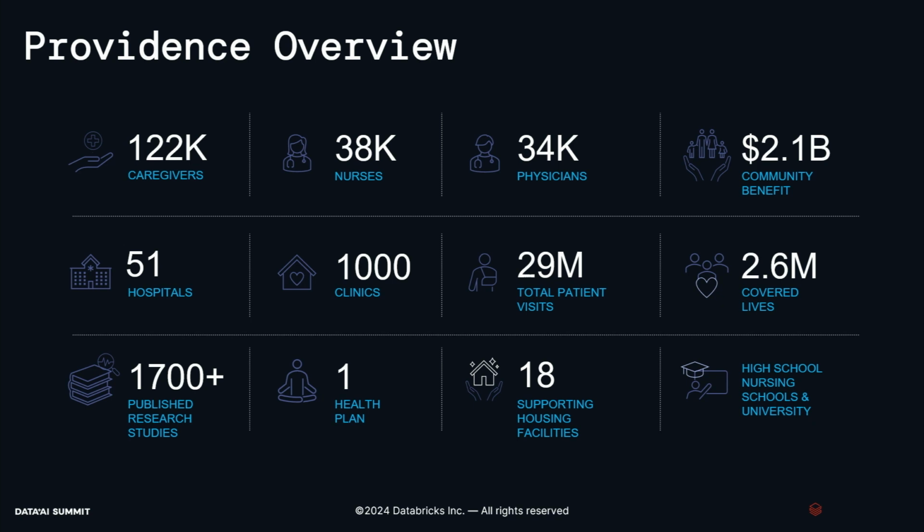And I know in most cases, health organizations and researchers don't have enough data. We have entirely too much data, so we have the opposite problem. And the thing that we always like to point out is the 2.1 billion in community benefit. Providence Health is a Catholic nonprofit healthcare system, and we're here to help the poor and vulnerable. So that 2.1 billion is things that we give to help those people.